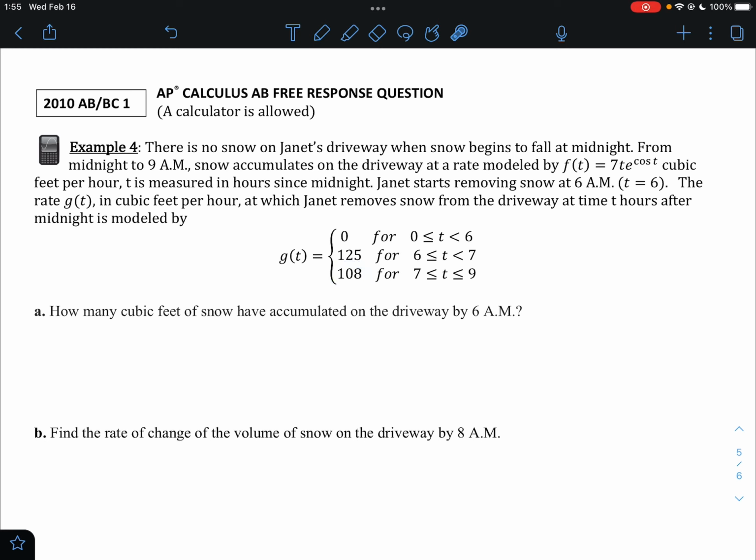All right, question 8. How many cubic feet of snow have accumulated on a driveway at 6 a.m.? So this is just how much snow has fallen. We're only looking at F, not G. So this is going to be the integral from 0 to 6 of F of T dt. And since you have your calculator, simply type that in your calculator. You should get 142.275 cubic feet.